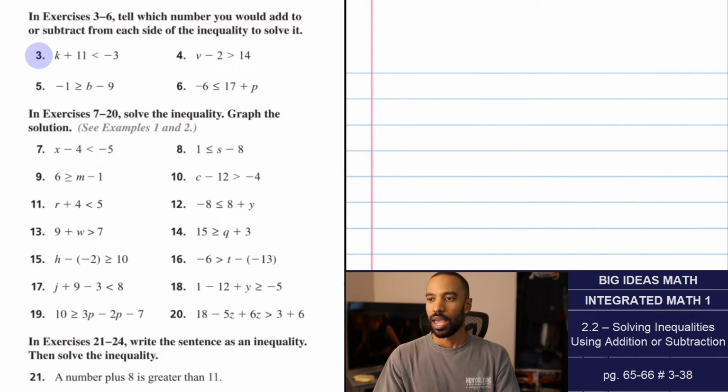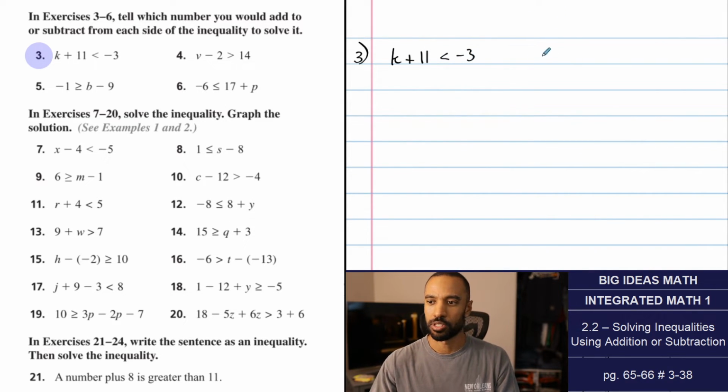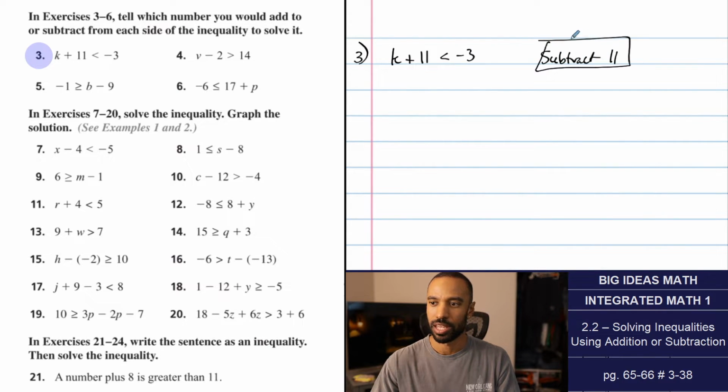So away we go. In exercises 3 through 6, tell which number you would add to or subtract from each side of the inequality to solve it. So I guess we're not officially solving. We're just stating which ones you would do. We're going back, folks, to kind of pre-solving these equations using one step. K plus 11 is less than negative 3. If I want to solve this, I'm going to subtract 11 from both sides. They said state which one it is, and that's what we're going to do. Subtract 11 from both sides. It would be the opposite of the addition.